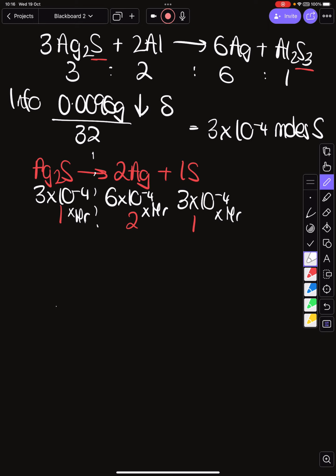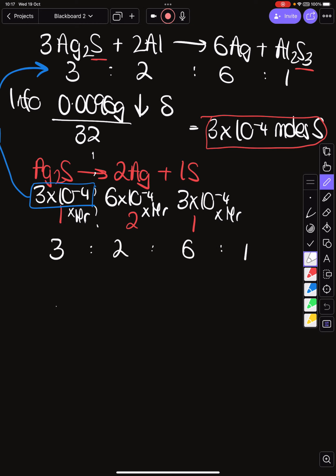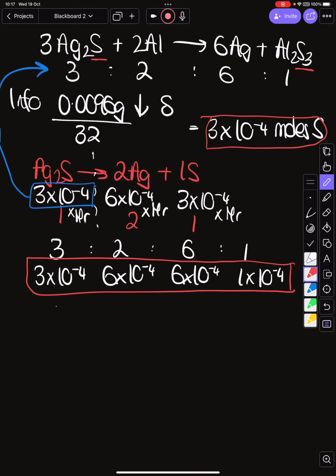So I've used this weird answer up here to be able to work out what the moles of a particular compound are. So now what I'm going to do is use this number and apply the ratio from up here and rewrite it as moles. So my 3 is to 2 is to 6 is to 1 is now going to be 3 by 10 to the minus 4 is going to be 6 by 10 to the minus 4 is going to be 6 by 10 to the minus 4 is going to be 1 by 10 to the minus 4. And this now is the box and the piece of information that I need.